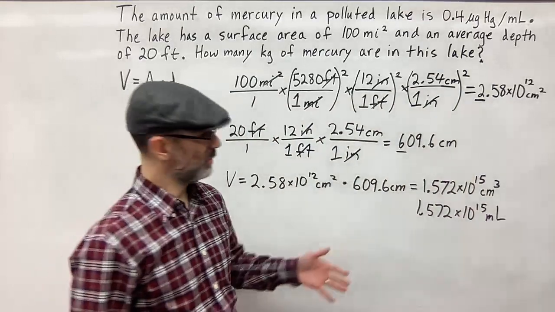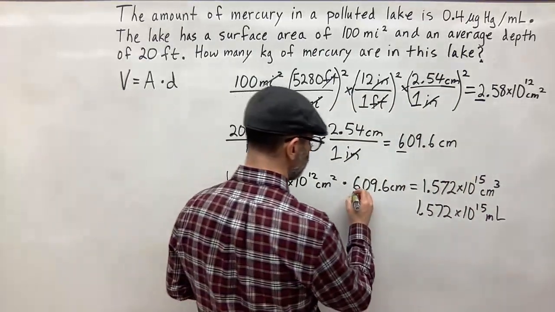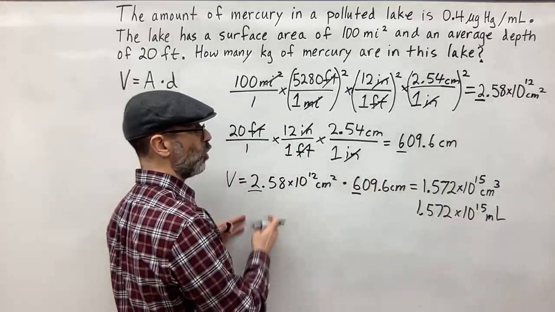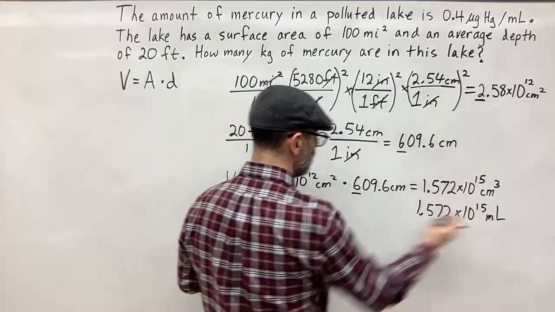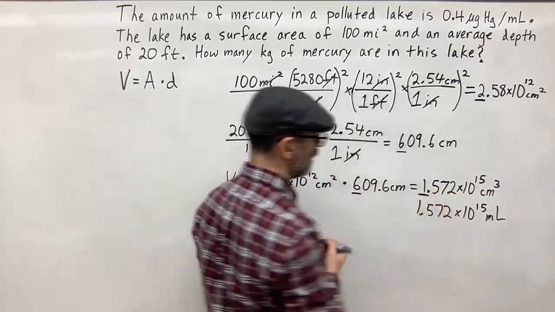Okay, now for sig figs. Now remember, here we have one sig fig, we have one sig fig. So we're multiplying again. So the number of sig figs here should be the same as the number here. So we're only allowed to have one sig fig here.